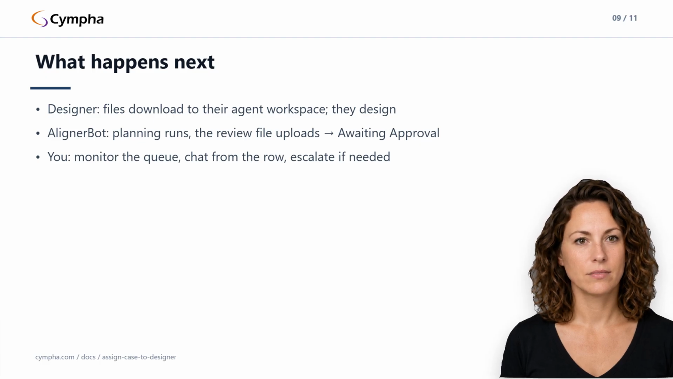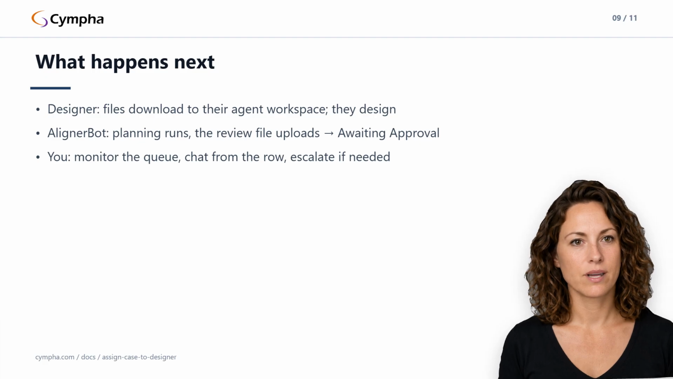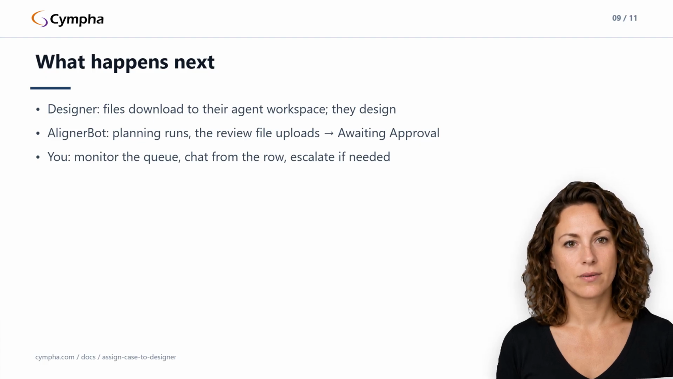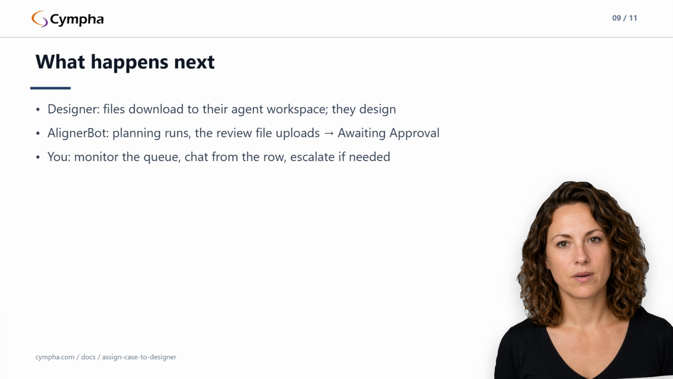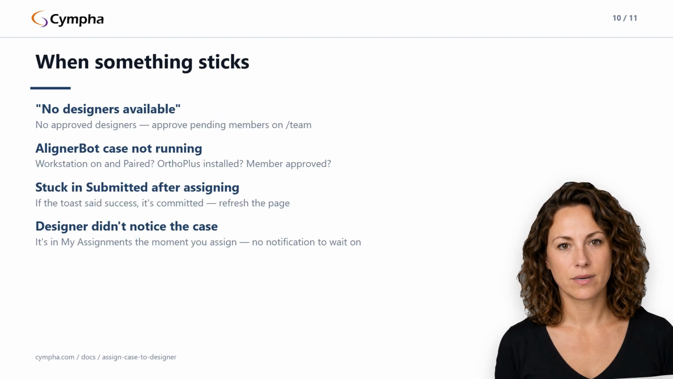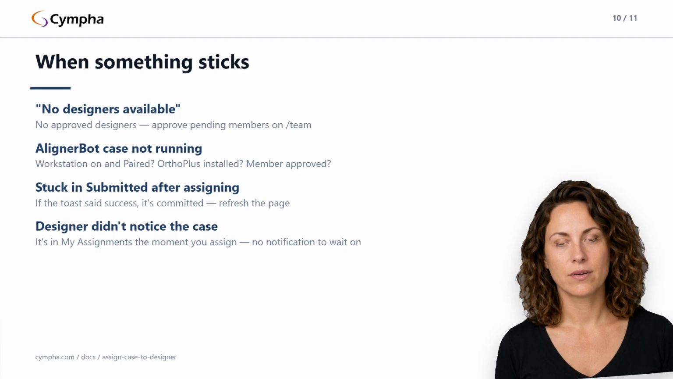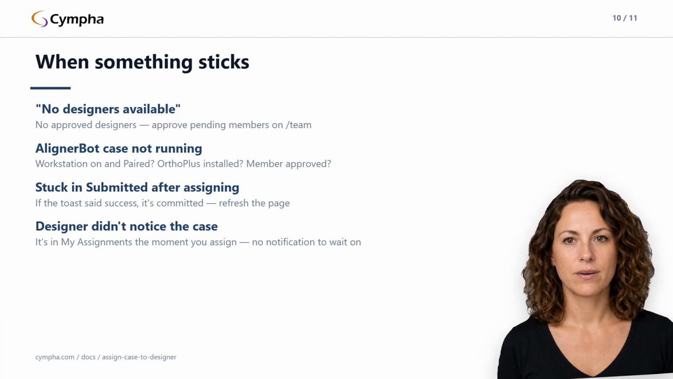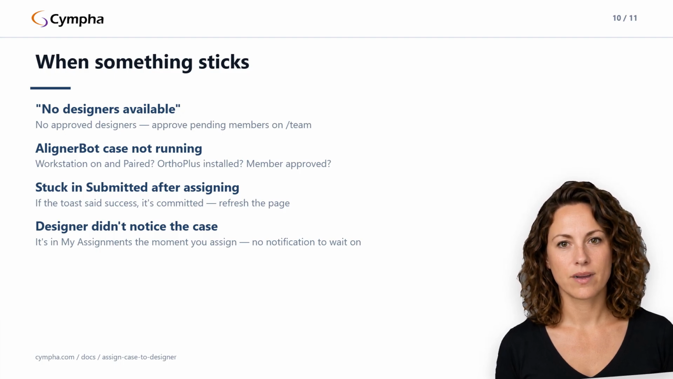4 snags. The Assign button is disabled, or the drop-down says no designers available, your team has no approved designers. Go to the team page, approve anyone showing a pending badge, and if there are no designer rows at all, have your designers sign up with your manager email. An AlignerBot case isn't running automatically, 3 checks, in order. Is the workstation powered on with the agent running? Its tray icon should read paired. Is OrthoPlus installed and licensed there? The AlignerBot menu only appears when it is. And is your AlignerBot team member approved, not still pending?